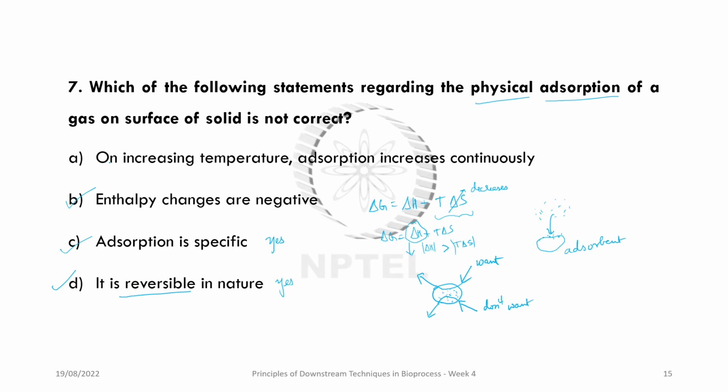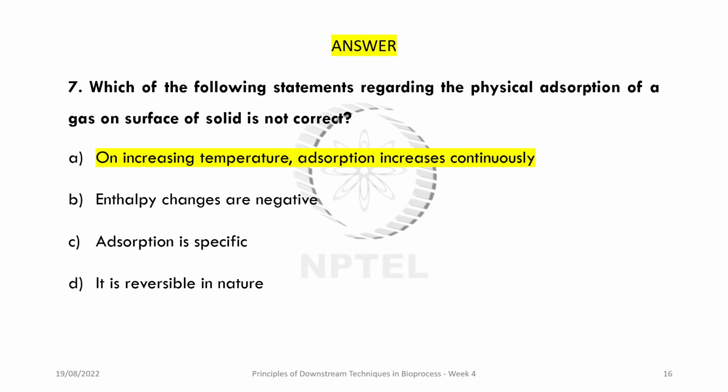So which of the following statements are right? On increasing temperature, adsorption is not going to increase continuously. Even for chemical, it is going to decrease after a point. In physical, it decreases right from the start. Correct? Therefore, your answer is, I should cross all these because these are true. And the only thing that is not correct is A. Correct? On increasing temperature, adsorption increases continuously. So Anjali is right.